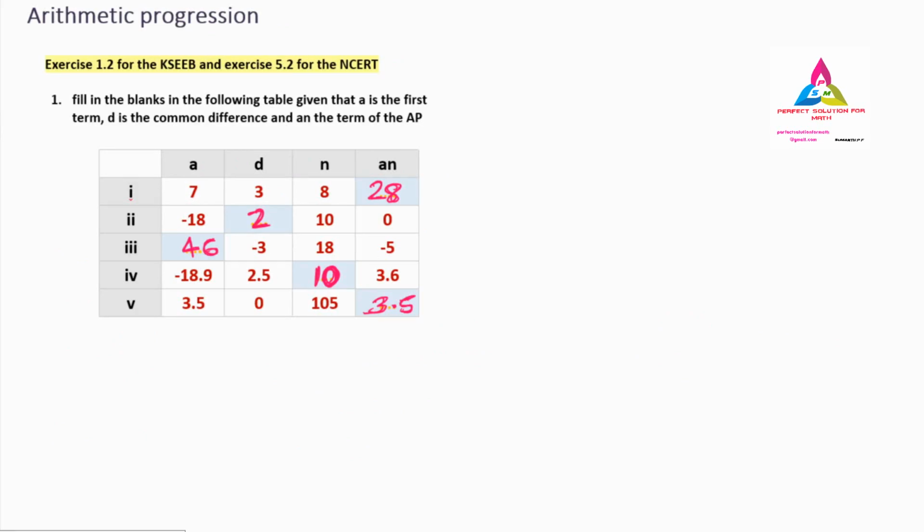This is our final table. The first question, the an value is 28. Second question, the d value is 2. Third question, a value is 46. Fourth question, n value is 10. And fifth question, the an value is 3.5. This is all about today's topic.